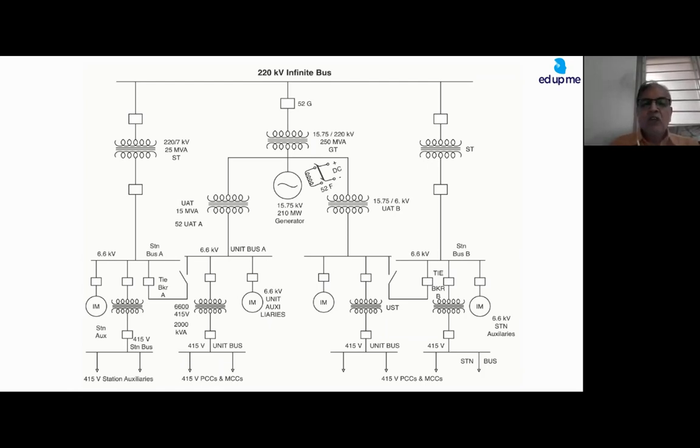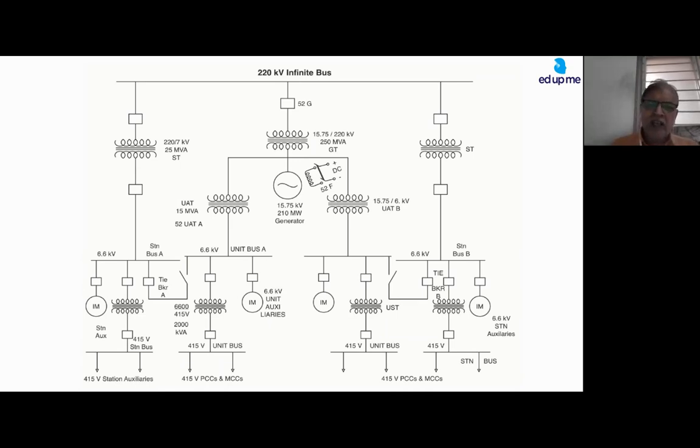Then you will have the UST, unit service transformer, 6600 by 415 volt, some 2000 kVA rating. It leads us to the 415 volt unit bus, which feeds all 415 volt auxiliaries. There are many 415 volt auxiliaries in the power plant. There are around 500 odd motors in one unit, ranging from 0.25 HP, fractional horsepower, to as large as 4 megawatt, as I discussed. Many induction motors are there, and many other auxiliaries are there.